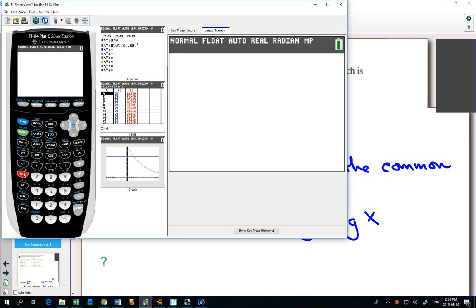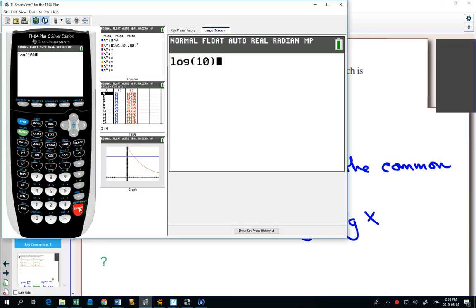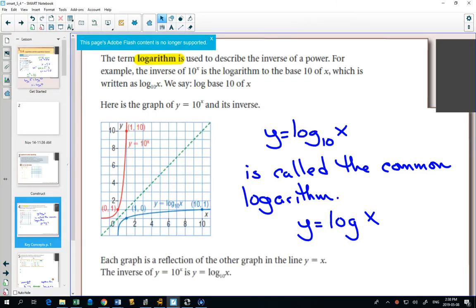So if I do log of 10, according to my graph, what answer should I get? If I do log of 10, what answer should I get? 1. Okay? So if I push enter, do I get 1? Yes, I do.